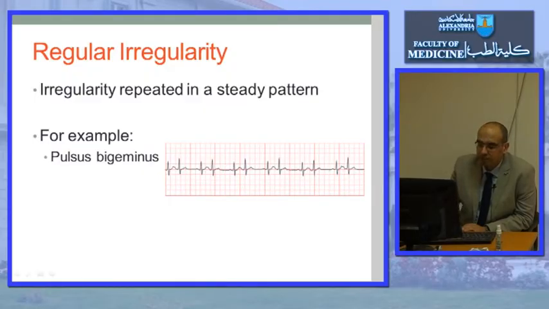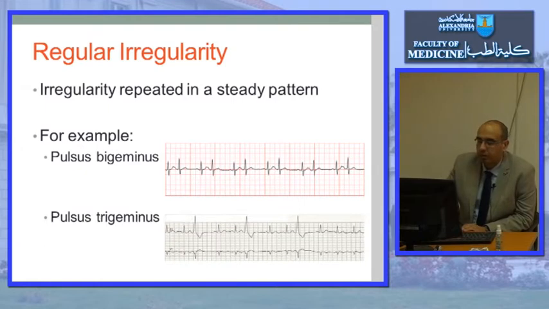This is called pulsus bigeminus. What about pulsus trigeminus? If you look here, the distance is different. This distance or duration is more than that, and then a long one, and then a short one, then a short one, then a long one. So there is irregularity.